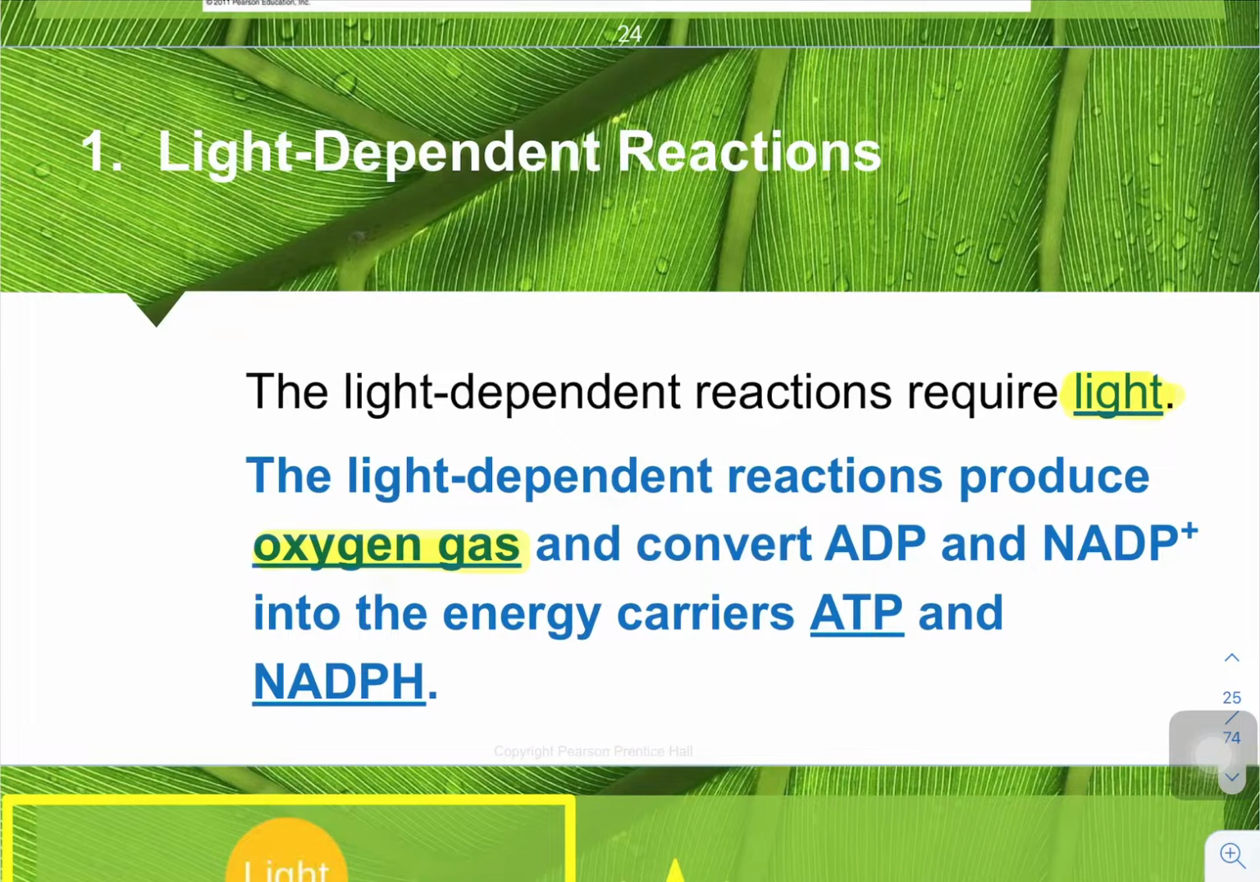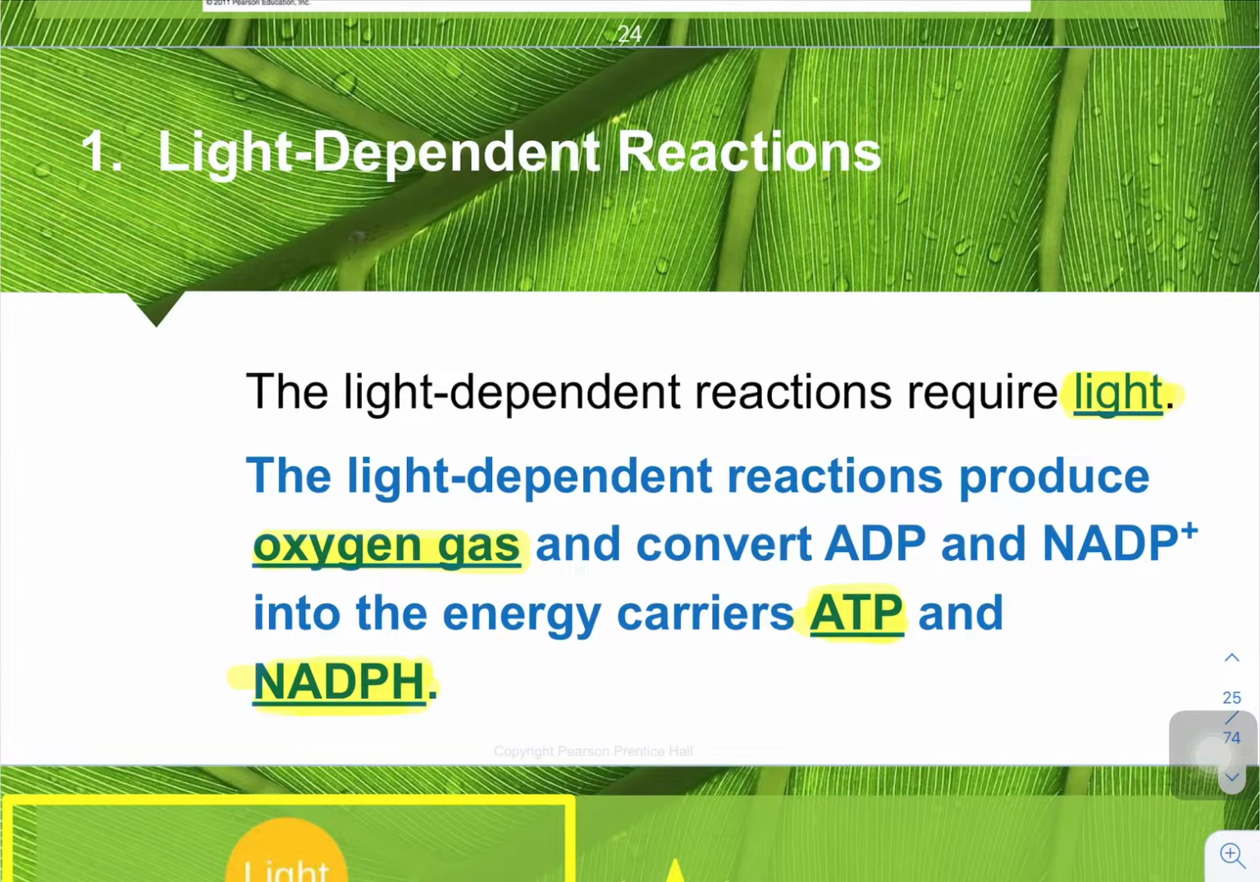as well as convert ADP, which was our low energy battery, and NADP plus, which is another type of battery, but like the off-brand battery. So you know, if everybody always uses Duracell, this NADP plus is like the generic brand of that. So it's not an energy molecule that all cells can use the way that ADP is. But they're going to convert both of those energy carriers into high energy carriers, so adding energy to them to make ATP, which is the energy that all the cells use, and NADPH.